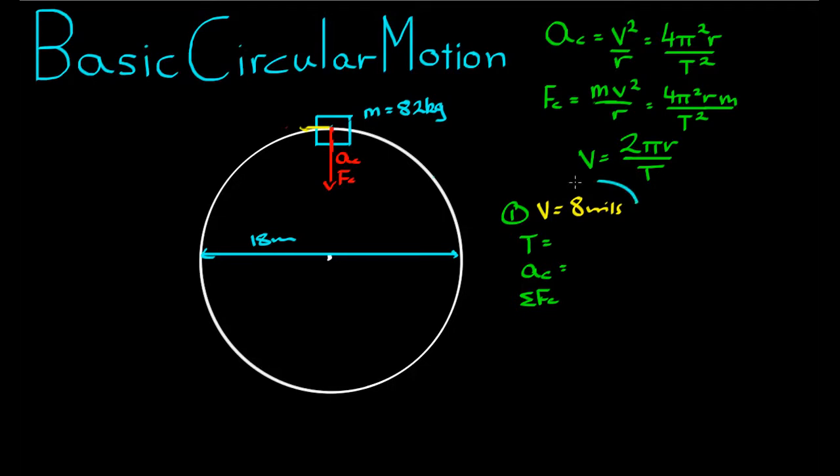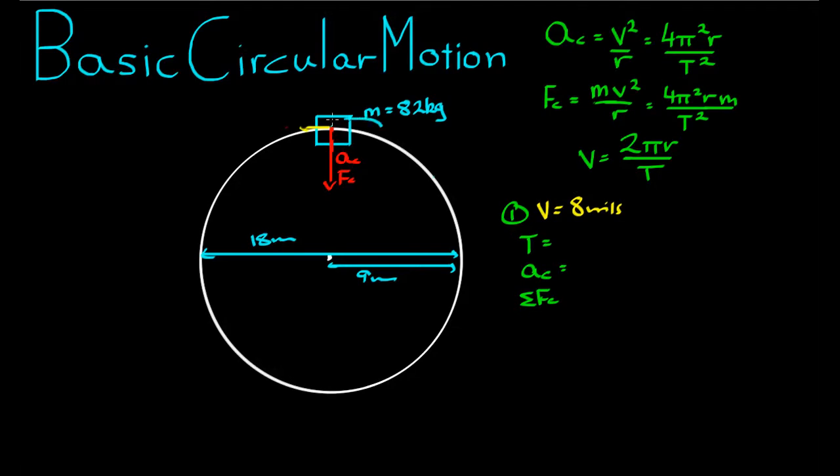So, he's moving at 8 meters per second. We know the velocity, we can figure out the radius of the circle, and we can therefore figure out the period because there's only 3 unknowns in here. We know what 2 is and we know what pi is. The radius of the circle he's moving in is not 18, 18 is the diameter. The radius is 9 meters.